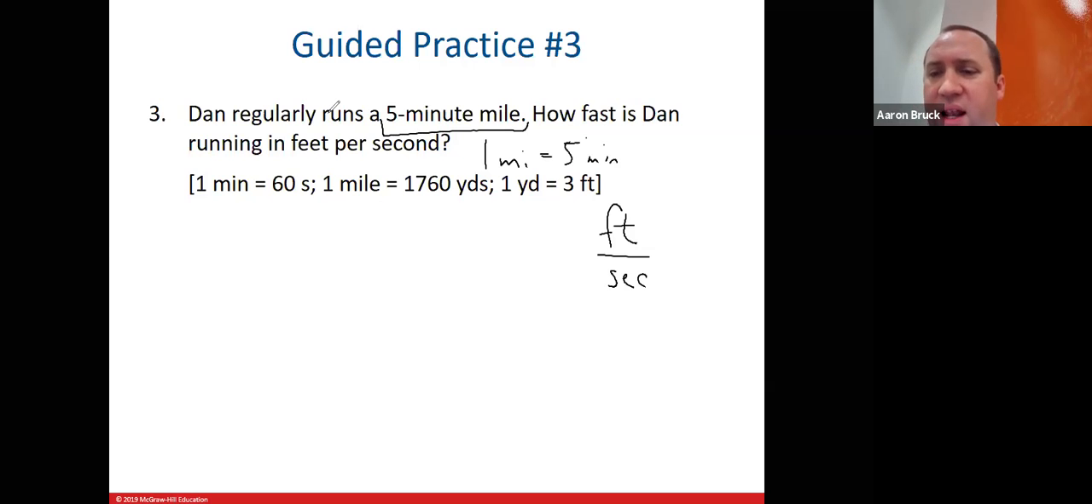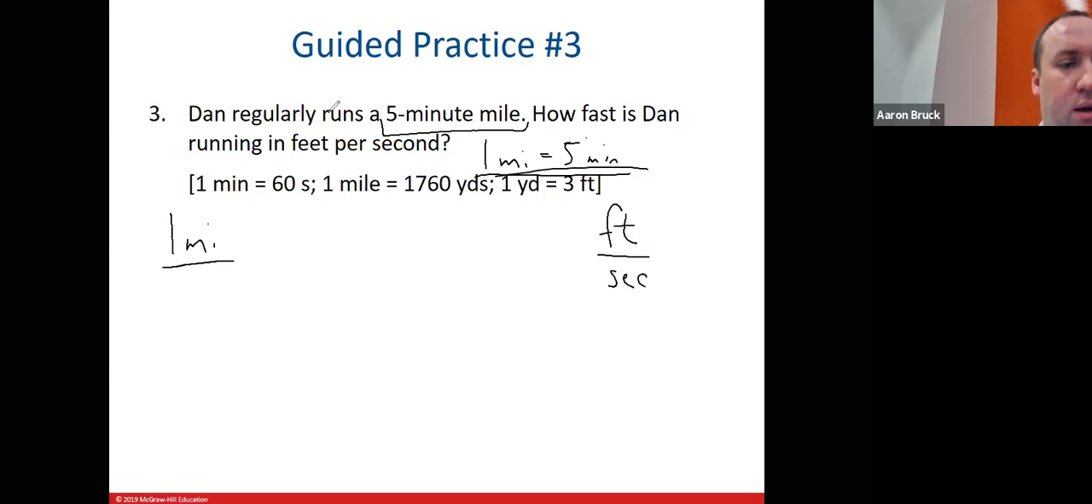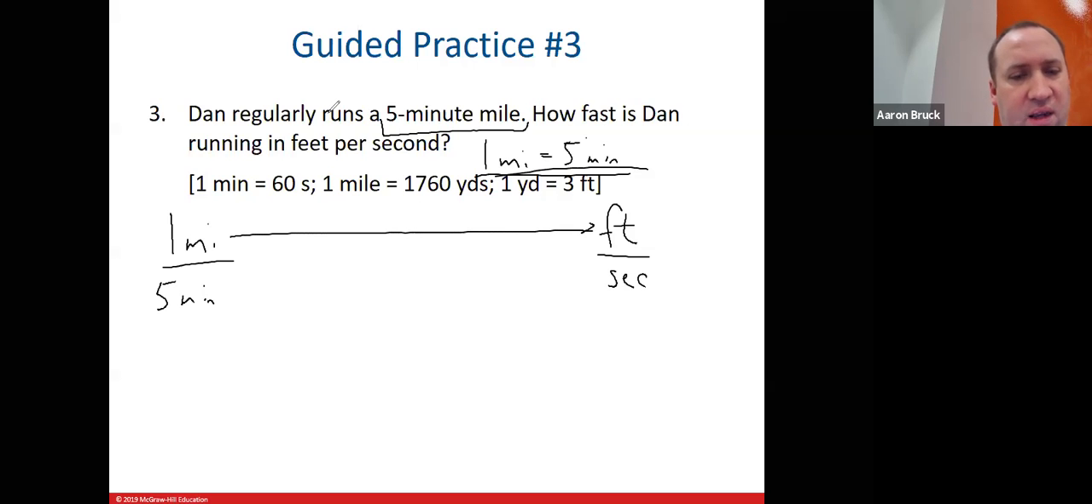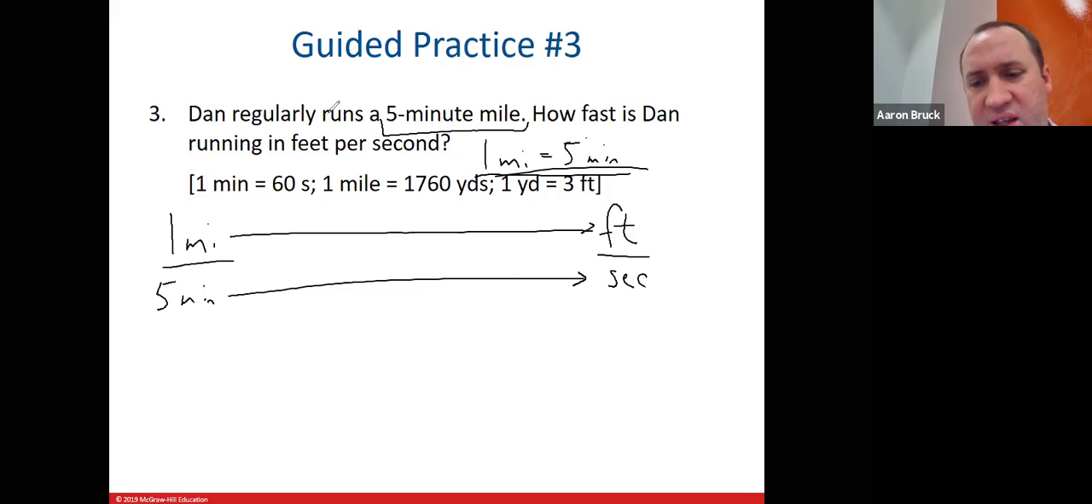So if we wanted to set up a fraction that was similar, where we had a distance in the numerator and a time in the denominator, we would use this kind of fraction to do just that. 1 mile in the numerator, 5 minutes in the denominator. Now we've got to do 2 things. We've got to convert our miles into feet, and we've got to convert our minutes into seconds.